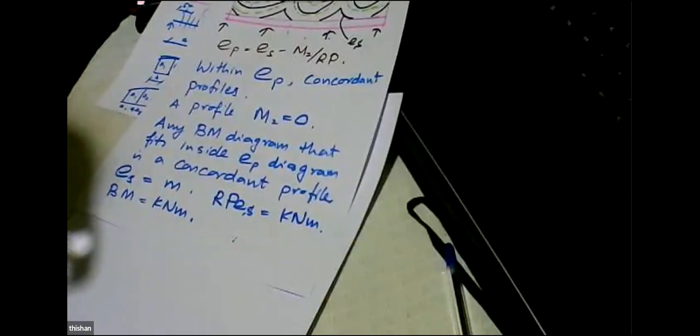Problem is ES is in meters, bending moment is in kilonewton meters. So because of that reason, to convert ES to kilonewton meters, we multiply it by RP. Then what is it in? Kilonewton meters. So it's very easy to compare kilonewton meters with kilonewton meters rather than comparing meters with kilonewton meters. So because of that, we do a small trick. We actually calculate RPES and then fit the bending moment diagram not into ES, but we fit it into RPES.